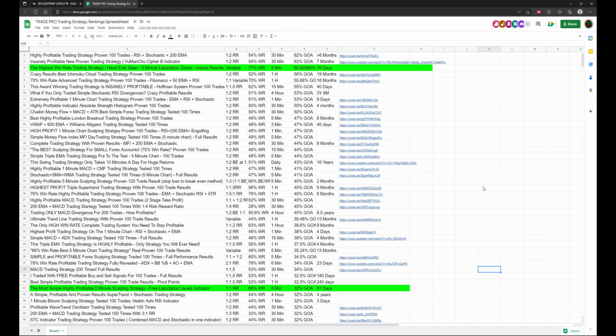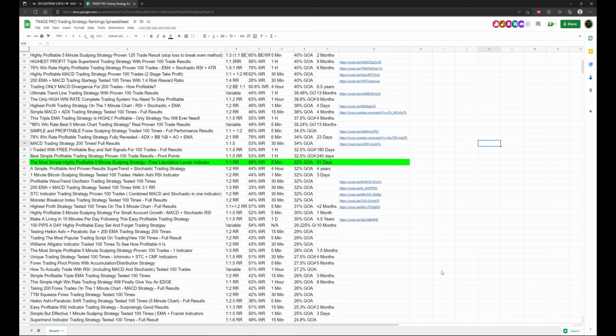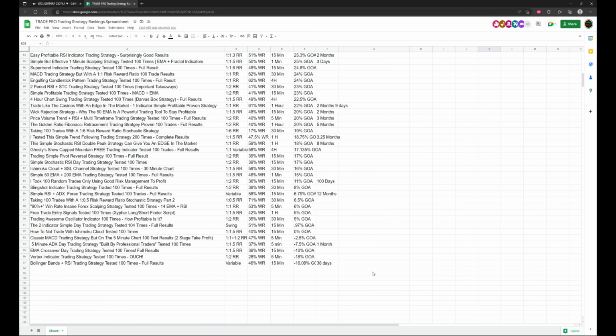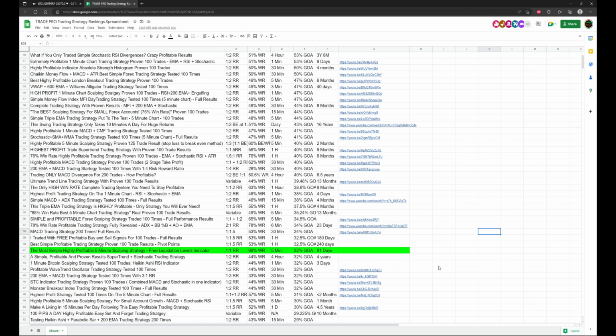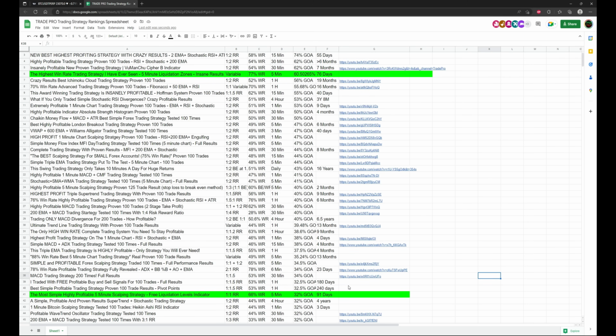All right, here it is on the strategy ranking spreadsheet, falling at spot number 41 for gain on the account figure over a series of 100 trades. And that's out of 97 strategies I've tested for the channel so far. So this one did really well, and I think it's the highest win rate using a strict 1-to-1 risk to reward ratio. So if we kind of scan through here, that is the case.